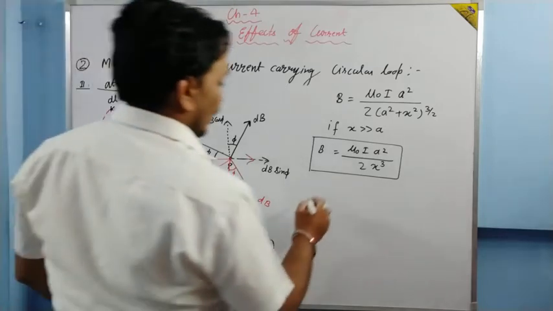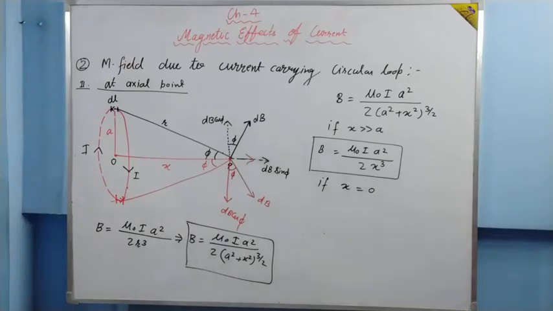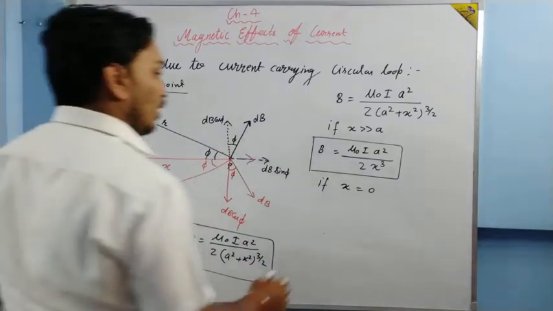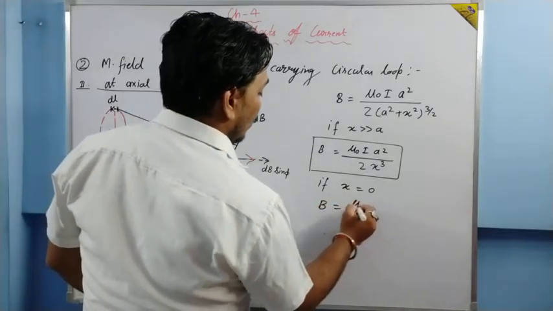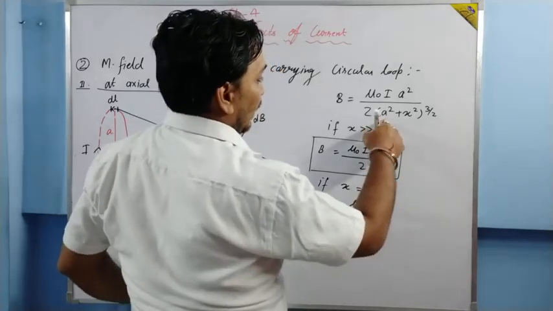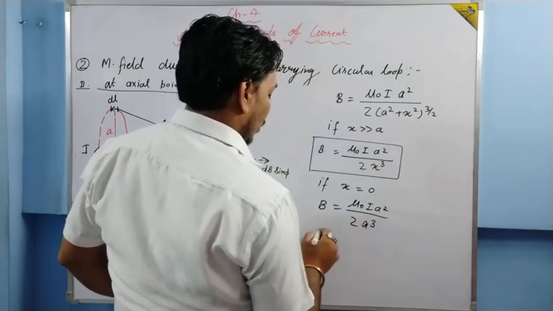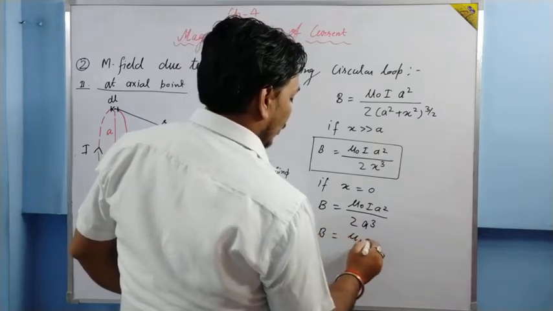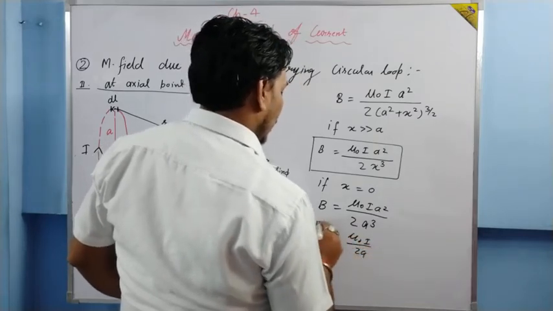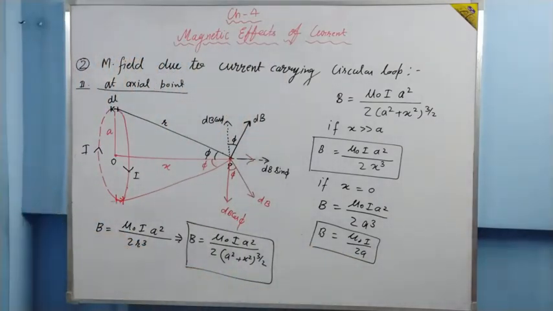And one more case is there, that if X is equal to 0. If X is equal to 0, then what will happen? Then B will be equal to mu naught I A square upon 2, X is 0, A square to the power 3 by 2 will become A cube. One A will be cancelled, only one A will be left. Mu naught I upon 2A, which is the magnetic field at the center that we have studied a few minutes before. So this is how the magnetic field at the center can also be obtained by using this.